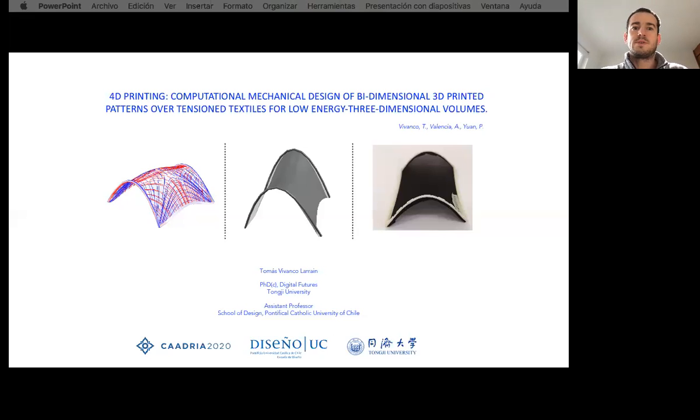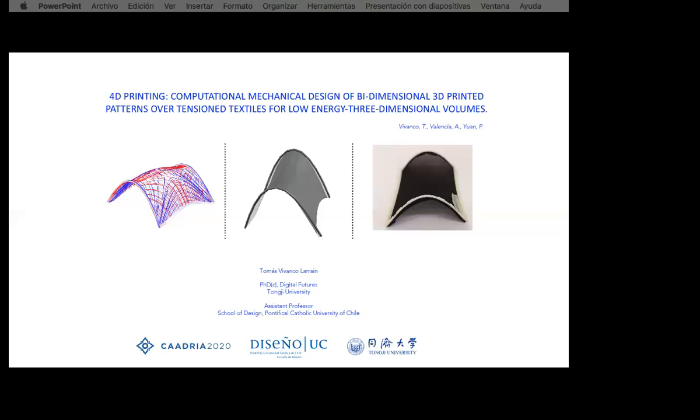Today, I will present our research based on 4D printing, computational mechanical design of three-dimensional 3D printed patterns over tension textiles for low energy three-dimensional volumes. From the distribution of the embedded energy materials, they can be operated in order to design and produce optimized material systems with minimum use of external energy to achieve its maximum three-dimensional capacity within their mechanical constraints.